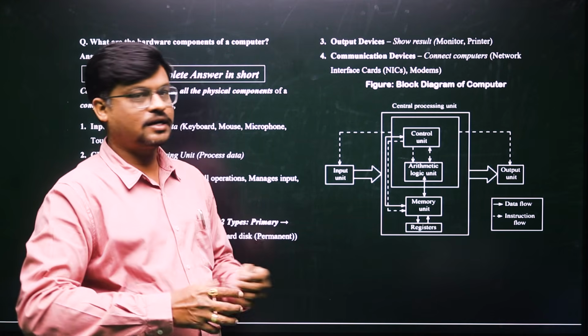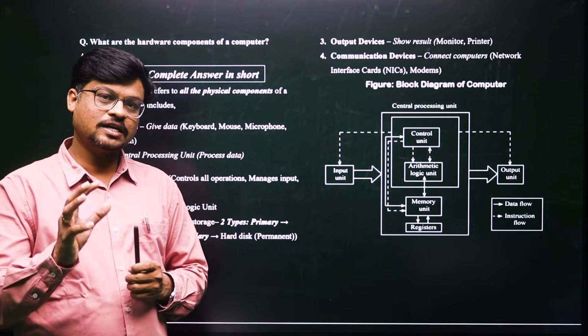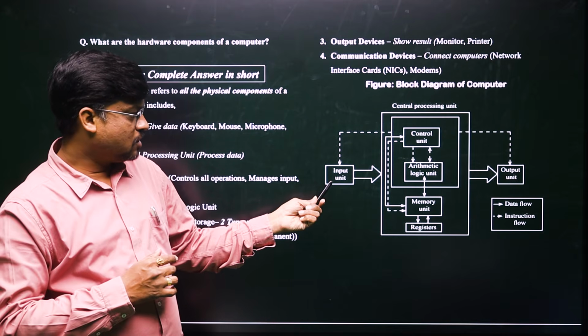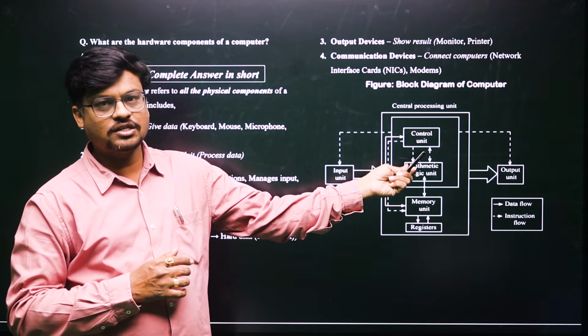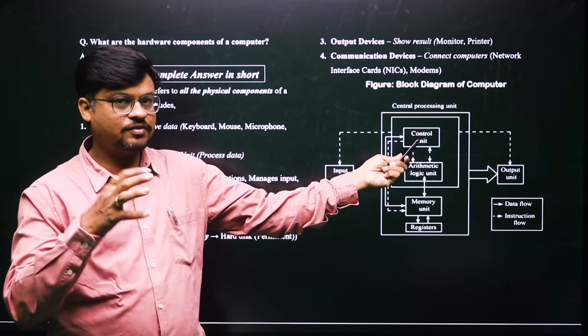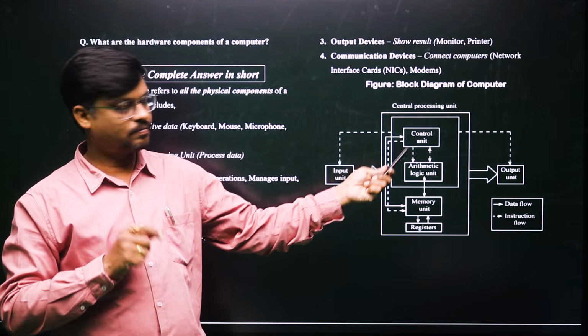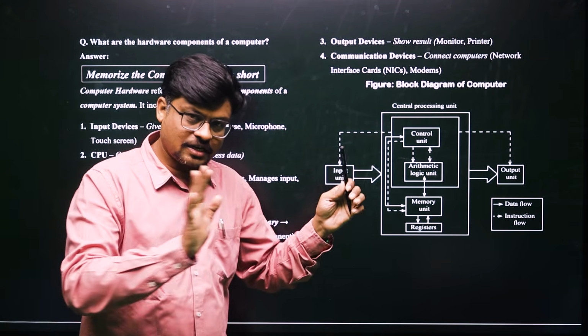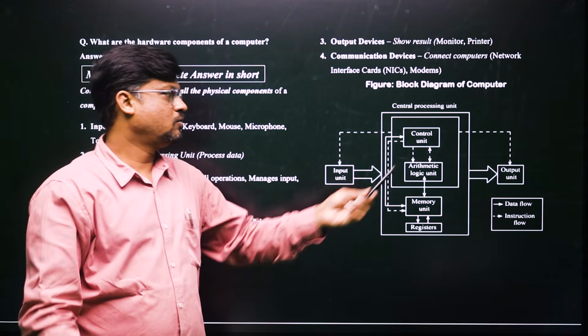Look at the block diagram of our CPU. The CPU first receives the data from the user through the input devices. Input devices will transfer the data to the CPU. In the CPU, the control unit will take care of receiving the data, processing the data, and delivering the data back to the user.